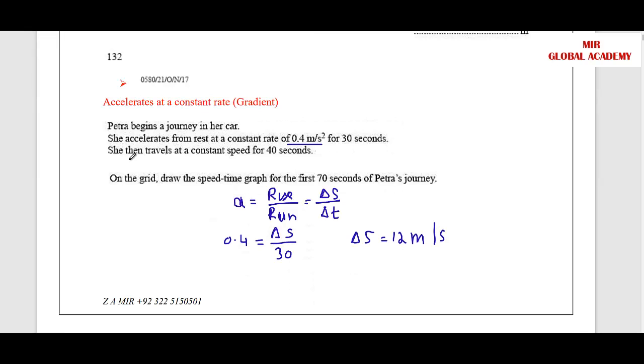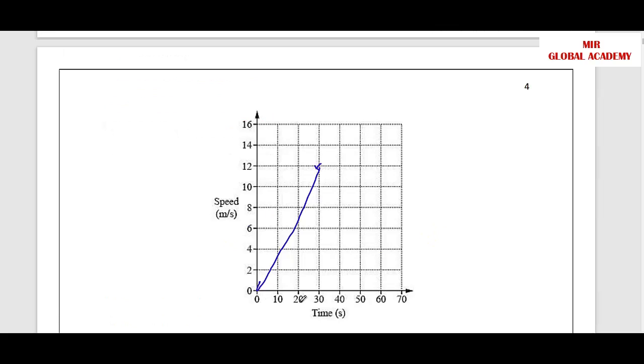She then travels at a constant speed. Constant means same speed for 40 seconds. She has already covered 30 seconds, and she has to move 40 seconds more. So 30 plus 40, 70. So for the next 40 seconds, she will be at a constant speed. So this is the graph of her journey.